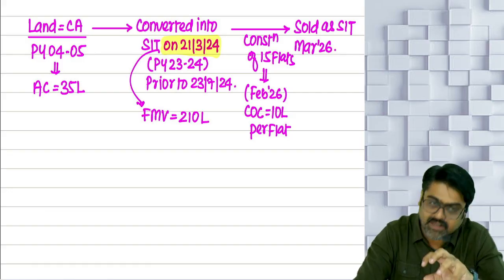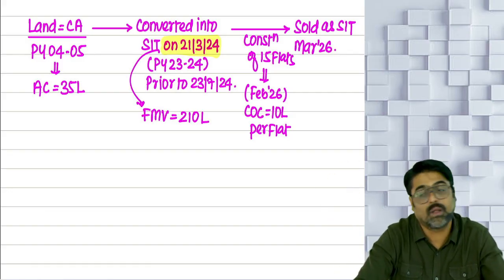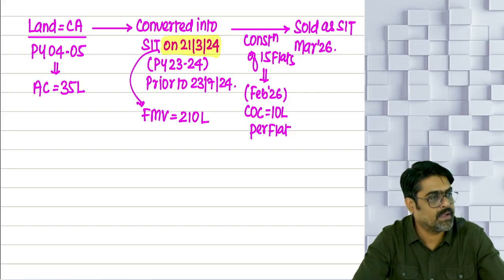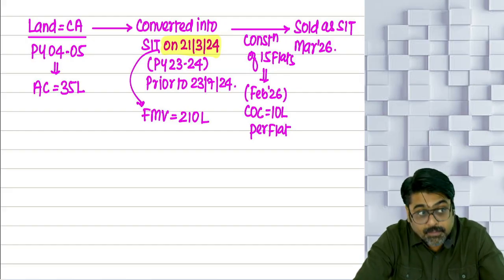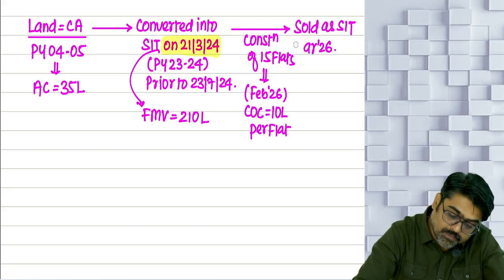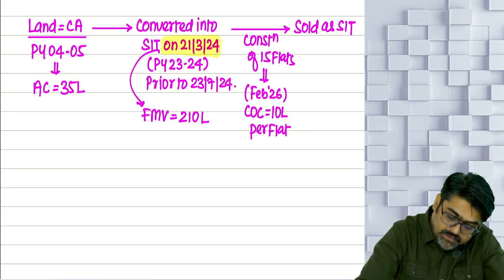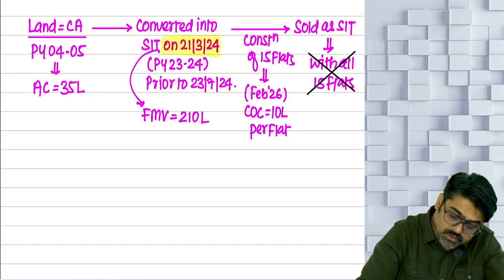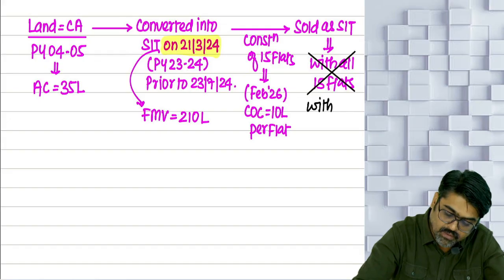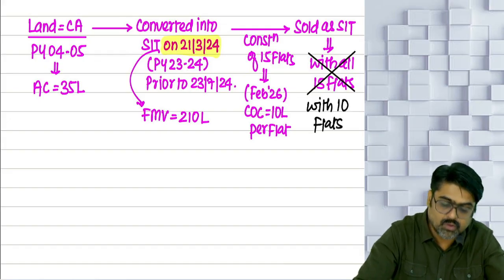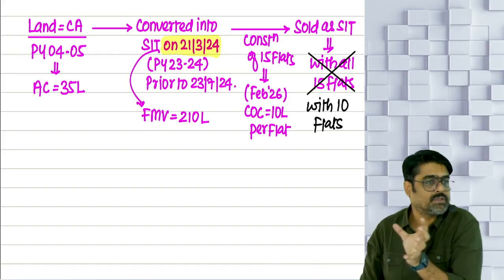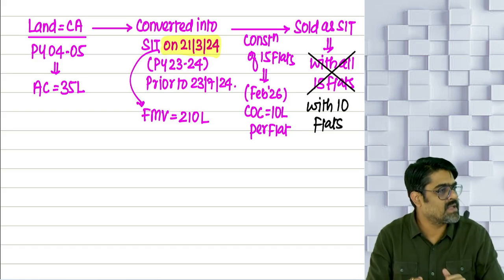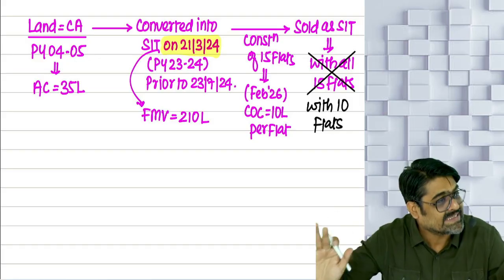Now, along with these flats, if the land is sold, then PGBP will also come and capital gain will also come. But what is happening, you know? You are selling what? The land as stock in trade with all 15 flats. No, sir. You are not selling with all 15 flats. You are selling with 10 flats only. Will you transfer your entire stock in trade or part of the stock in trade? So only the PGBP income of that part and only the capital gain of that part will be taxable.